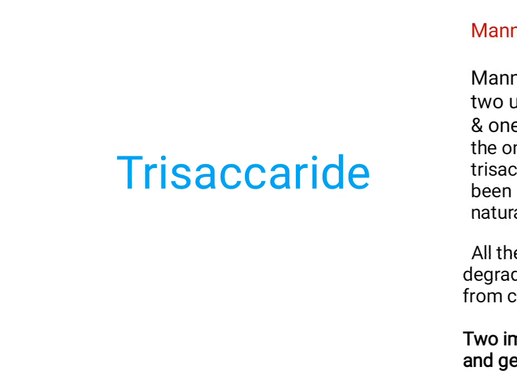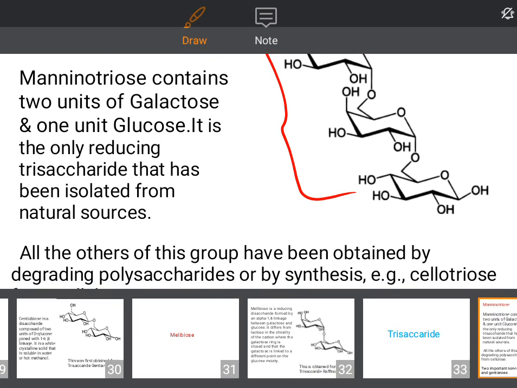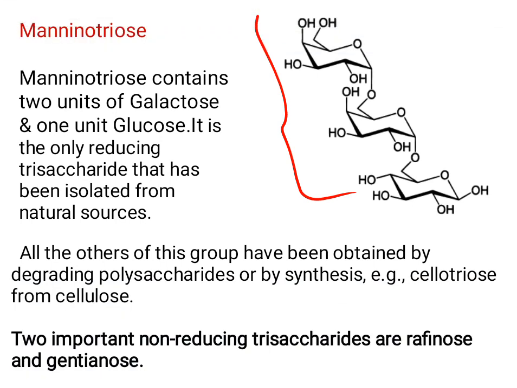Trisaccharide. Manninotriose contains 2 units of galactose and 1 unit of glucose. It is the only reducing trisaccharide that has been isolated from natural sources. This is the structure of manninotriose. All the others of this group have been obtained by degrading polysaccharides or by synthesis, for example cellotriose from cellulose.